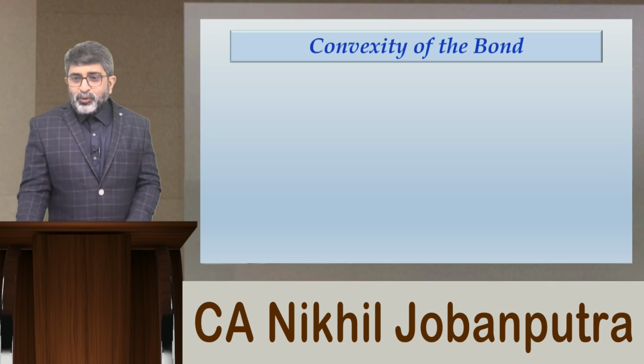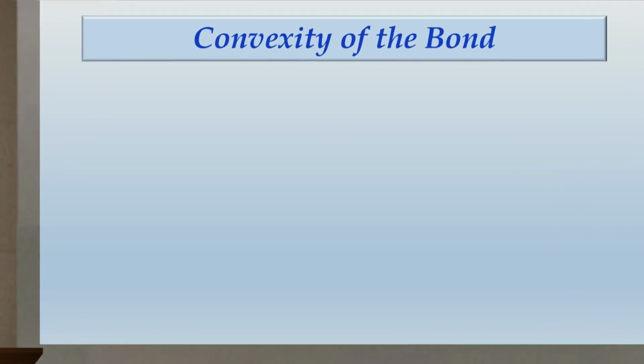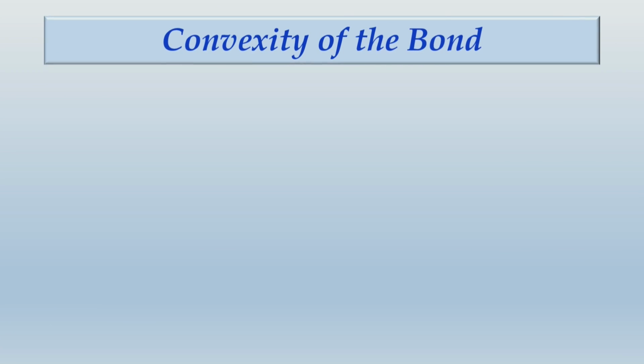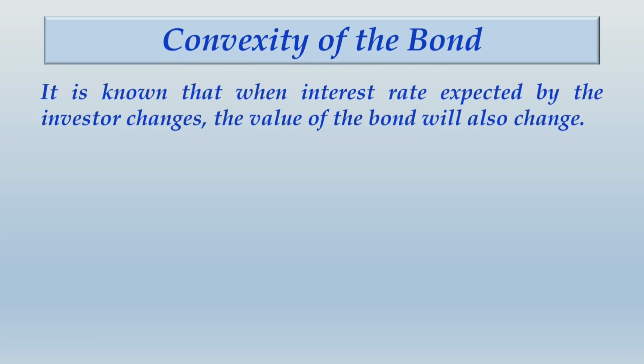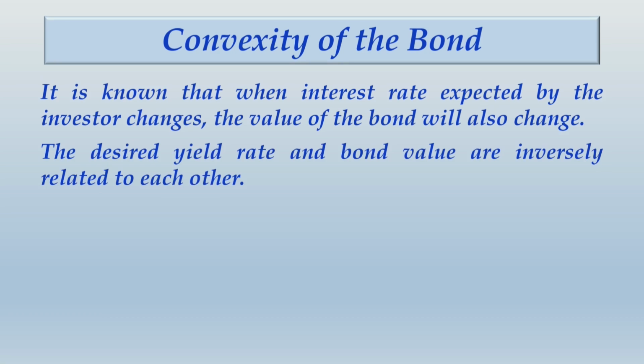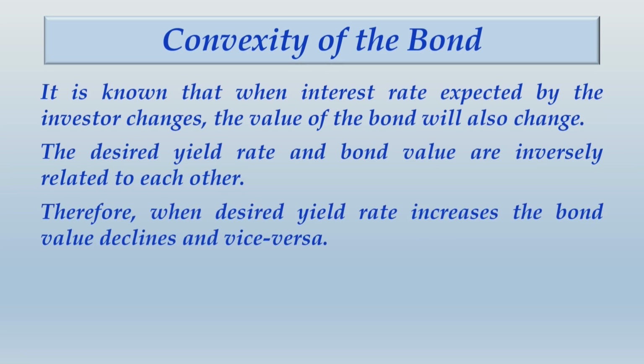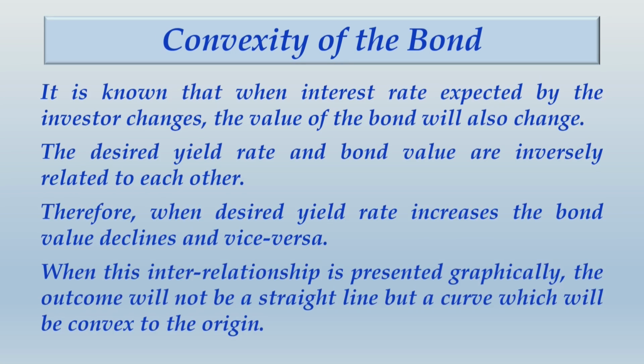So let me now take you to the notes writing part and the graphical presentation that I was talking about. Carefully note this down. It is known that when the interest rate expected by the investor changes, the value of the bond will also change. The desired yield rate and bond value are inversely related to each other. Therefore, when the desired yield rate increases, the bond value declines and vice versa. When this interrelationship is presented graphically, the outcome will not be a straight line but a curve which will be convex to the origin.